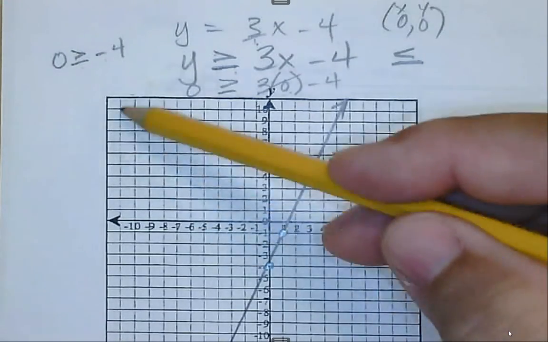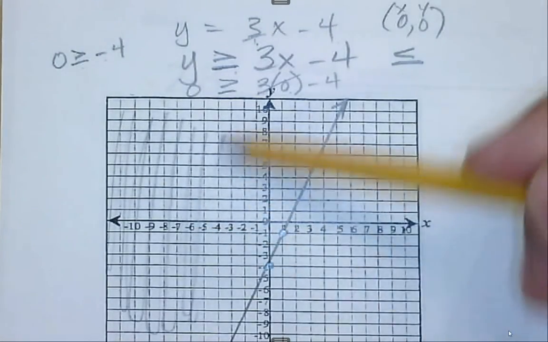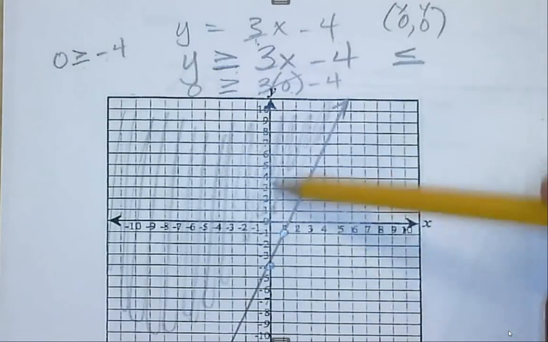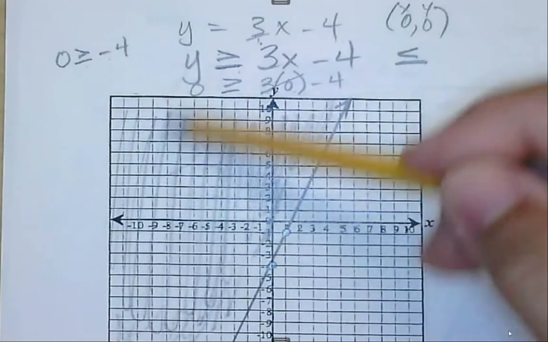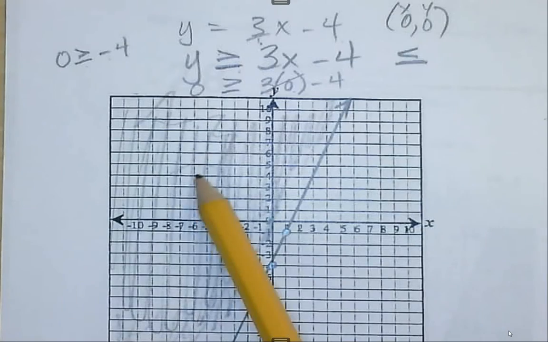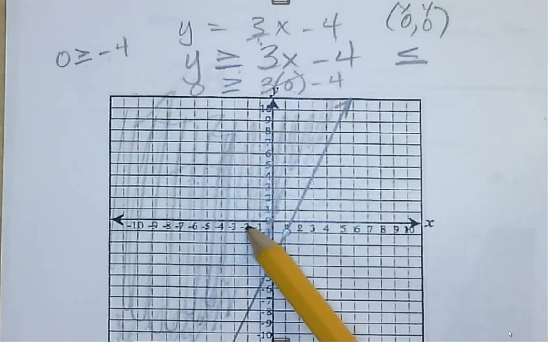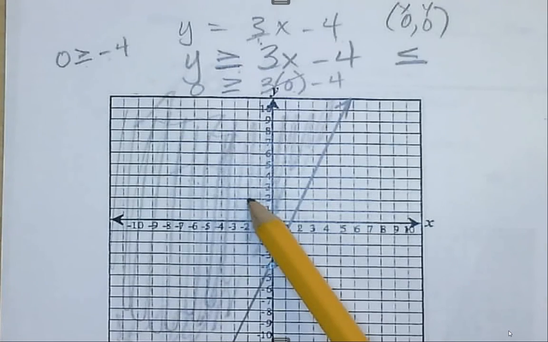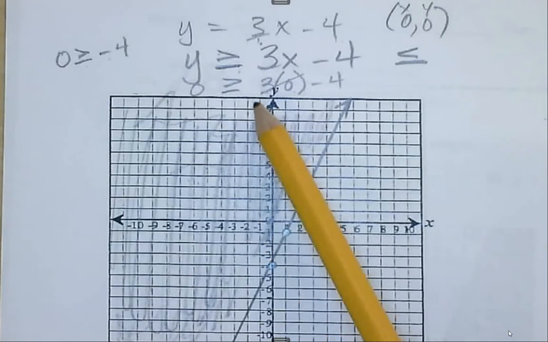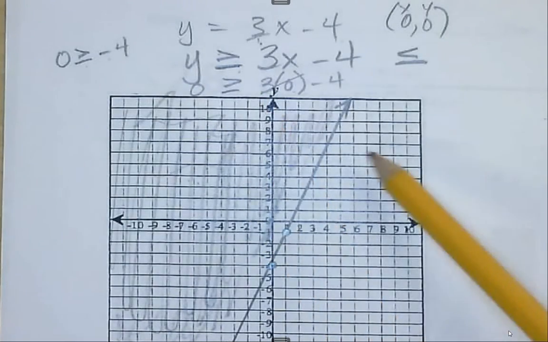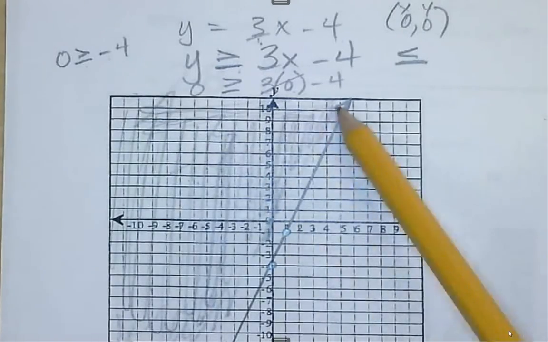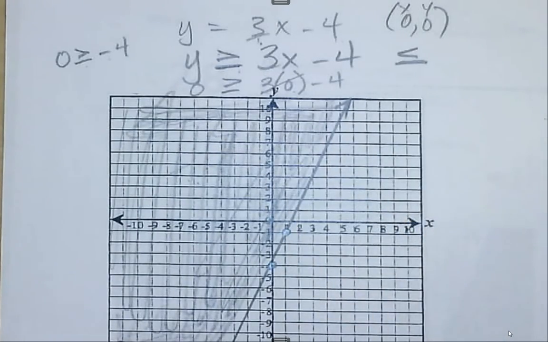So again, it still does the same exact thing, but this would be my shading right here. Any point over in this area should make this statement true. For example, if I were to choose negative 2, positive 2, I could put that in for my x and y, and it should come up as a true point. So any point in this particular area over in here would be true. So this would be the graph of my equation.